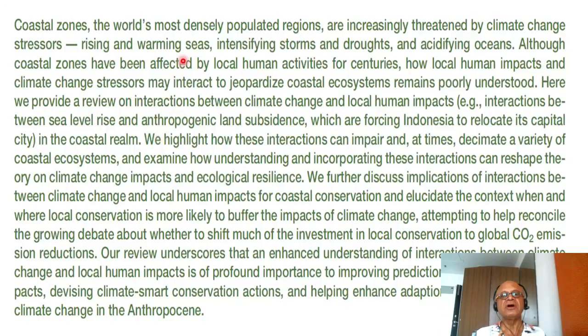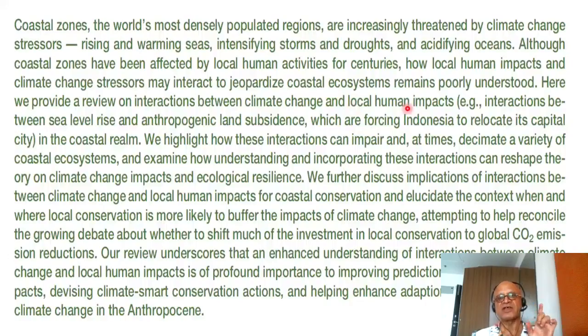Coastal zones in the world's most densely populated regions are increasingly threatened by climate change stressors, which we have heard of in several podcasts that I already included. Rising and warming seas, intensifying storms and droughts, and acidifying oceans. Although coastal zones have been affected by local human activities for centuries, how local impacts and climate change stresses may interact to jeopardize coastal ecosystems remains poorly understood. That's very critical to remember.